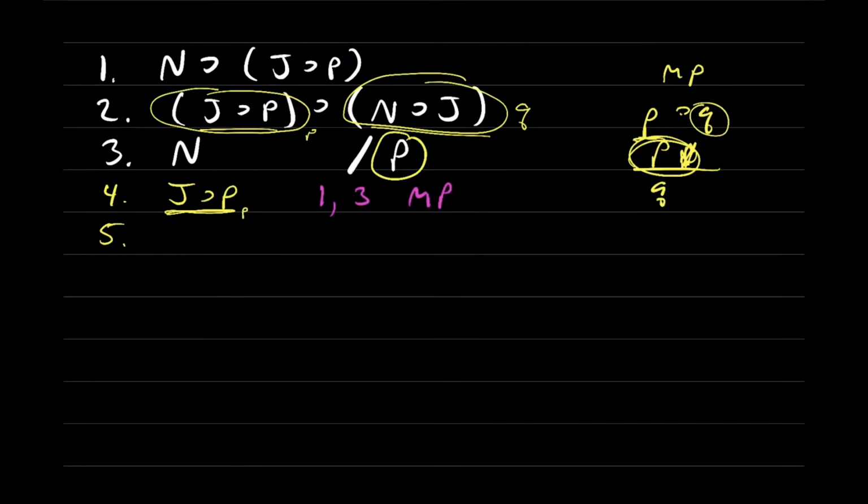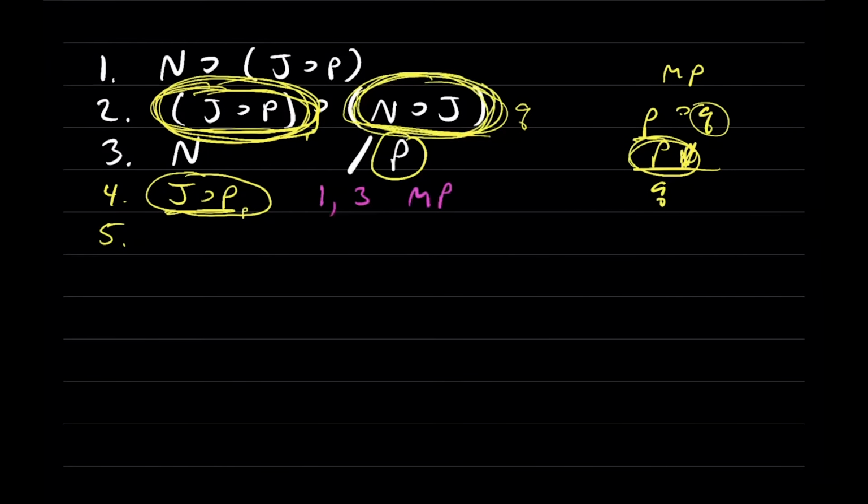And I think you can see this, and I'm just going to draw circles around it. Even though this is going to make the argument a little ugly, I want to draw explicit attention to it. Line 2 says, if all of this that I've circled here in yellow is true, then all of this has to be true. The second expression in parentheses, N implies J. Line 4 tells us that the first expression is actually true. J implies P. So we know from that that N implies J, the second expression in parentheses.